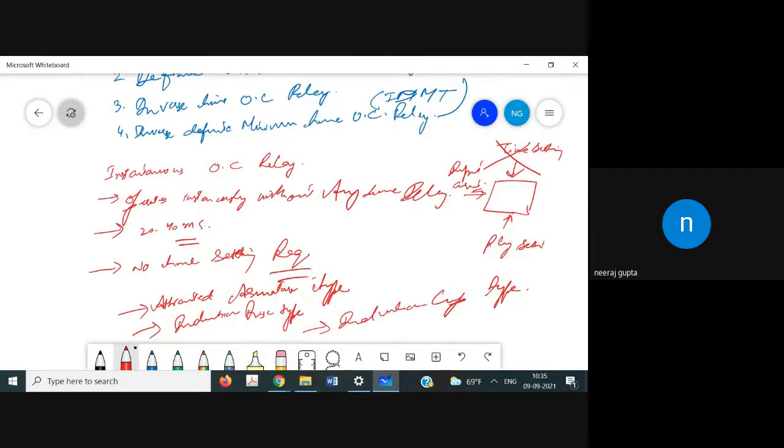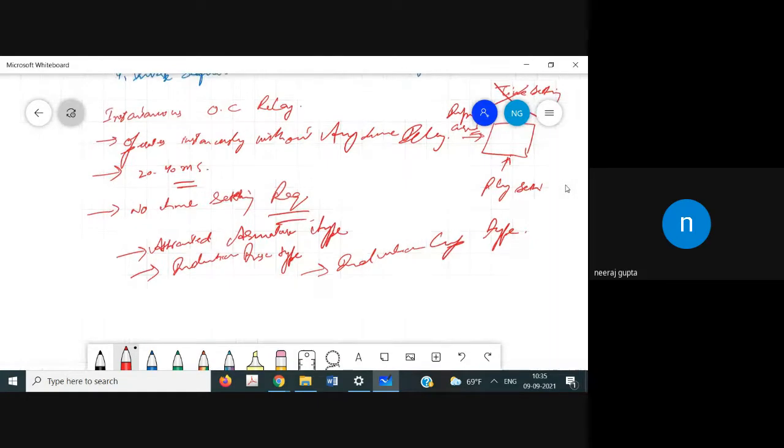Now we can say that in an instantaneous overcurrent relay, that is this kind of relay, there is no intentional time delay. However, however fast we want to operate that relay, it needs a certain minimum amount of time. The time is in milliseconds, nearly about 20 to 40 milliseconds. And such a relay has only the pickup setting, that is the current setting. There is no time setting in that.